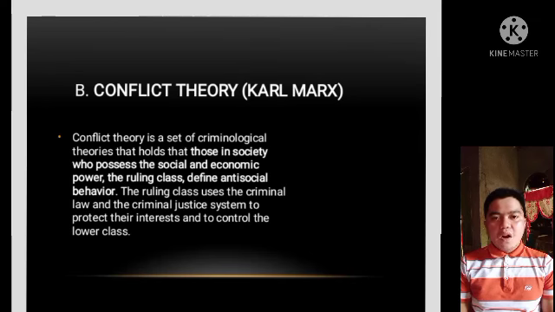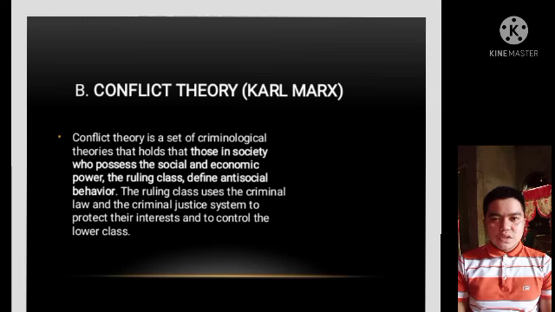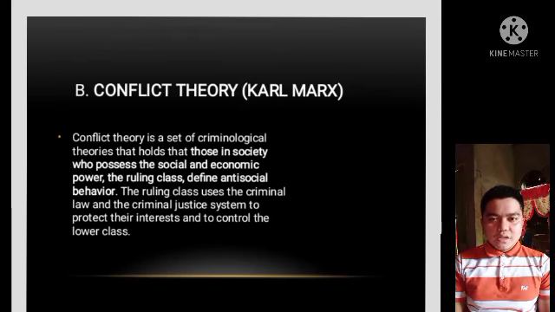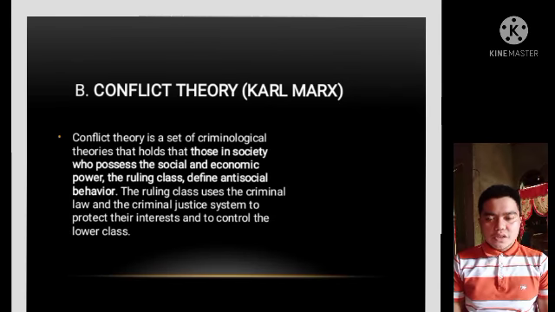Conflict theory by Karl Marx. Conflict theory is a set of criminological theories that holds that those in a society who possess the social and economic power, the ruling class, define antisocial behavior. The ruling class uses the criminal law and the criminal justice system to protect their interests and to control the lower class. For example, the discrepancy in federal sentencing standards for crimes involving powder cocaine versus crack cocaine is an outstanding illustration, because crack cocaine is less expensive and powder cocaine is the drug of choice for the minority groups.